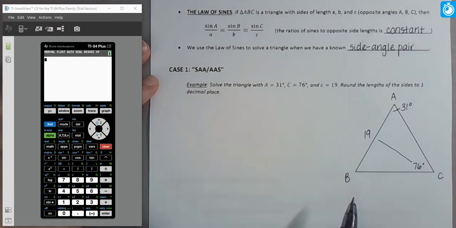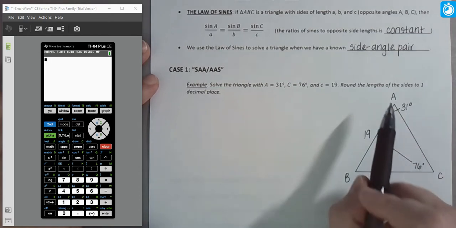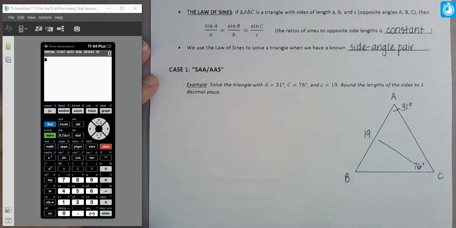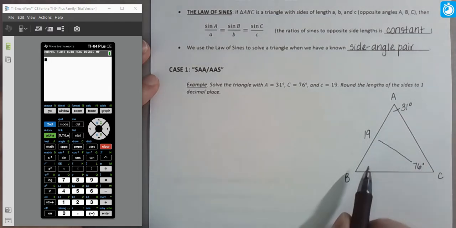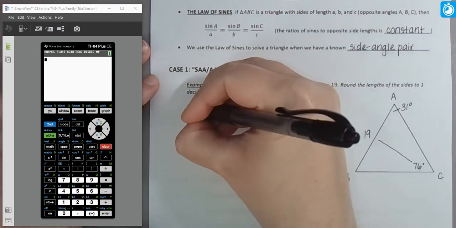So where do we start? What do we solve for first? Well, we can actually solve for angle B without any trigonometry, without the law of sines. Why is that? Well, we know that in any triangle, the angle measures have to add up to 180 degrees. So that's true for a right triangle. It's true for any other triangle as well. So here, because we already know 2 angle measures, we can solve directly for B just using that relationship.